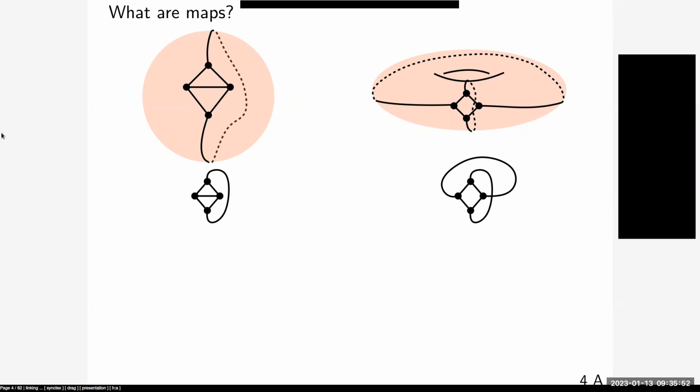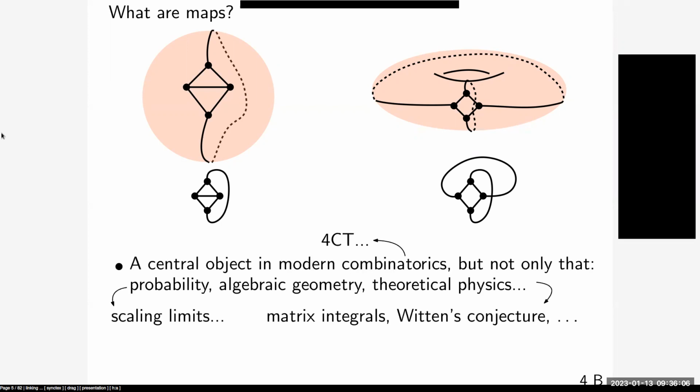And equivalently, because we are combinatoricians, we can think about this as just a graph for which, for every vertex, we have defined a cyclic orientation of the half edges incident to it, right? So a permutation around its vertex. And so these are very ubiquitous objects.